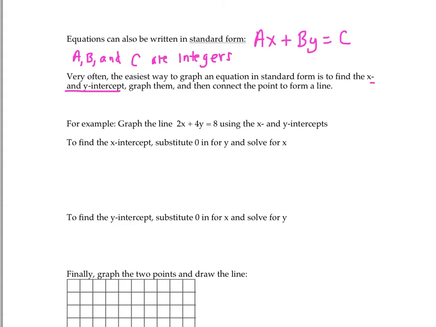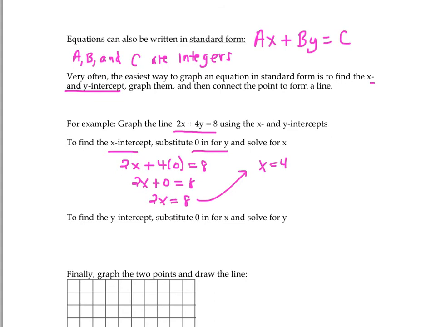For example, we're going to graph the line 2x plus 4y equals 8 using the x-intercept and the y-intercept. So to find the x-intercept, remember that that's a point on the x-axis. Every point on the x-axis has a y value of 0. So what you're going to do in your equation is plug 0 in for y. So we'll have 2x plus 4 times 0 equals 8. So that's 2x plus 0 equals 8, or 2x equals 8, and that gives you x equals 4.